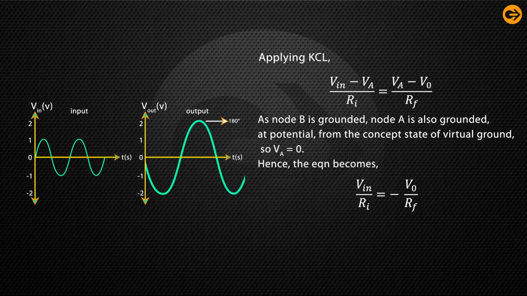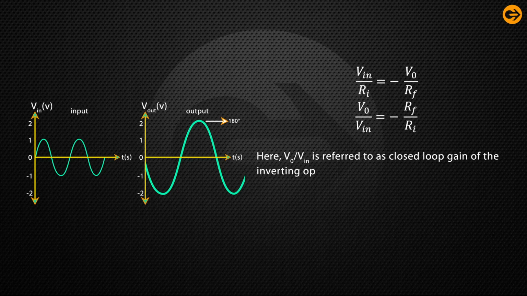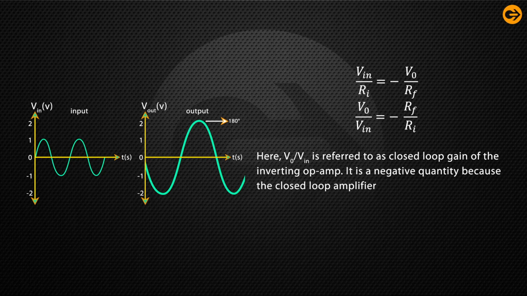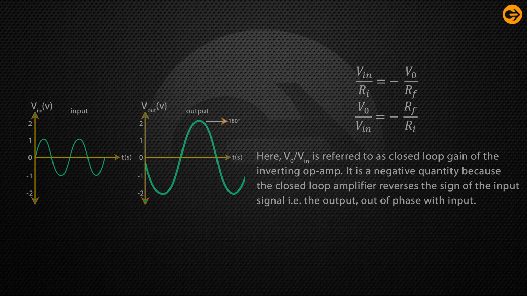And if we further simplify this equation, we get V0 by Vin, that is equal to minus of Rf by Ri. Here, V0 by Vin is referred to as closed loop gain of the inverting op-amp. It is negative in quantity because the closed loop amplifier reverses the signal of the input signal, that is, the output is out of phase with the input. Furthermore, it depends only on the ratio of Rf by Ri. Therefore, closed loop stability is determined by the stability of this ratio.